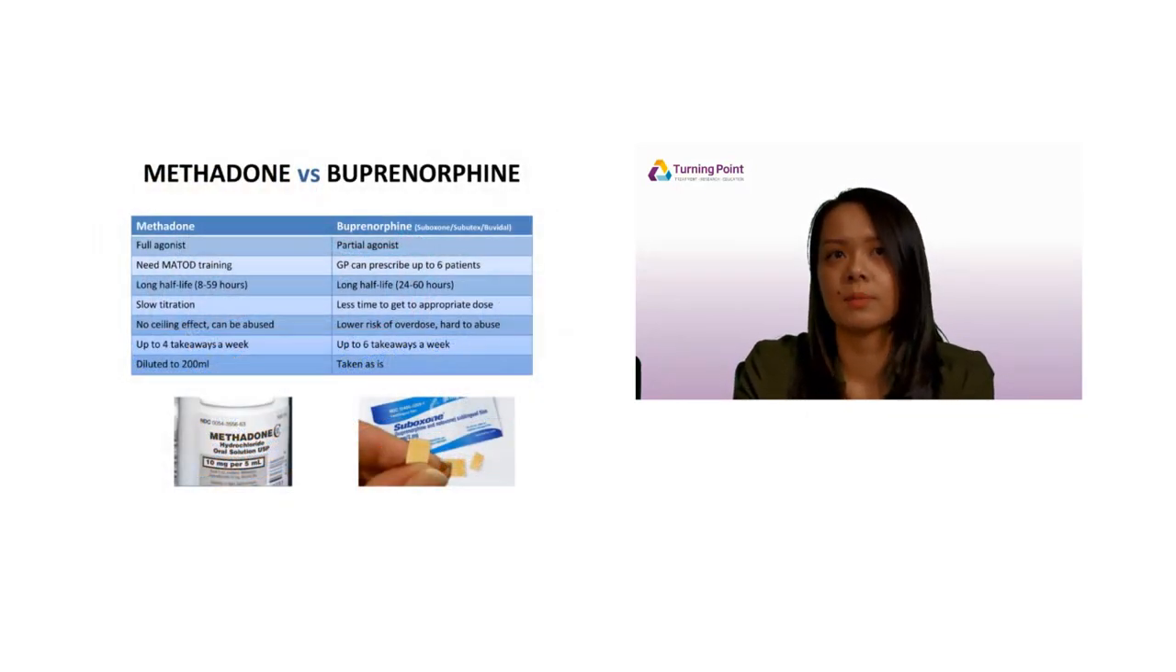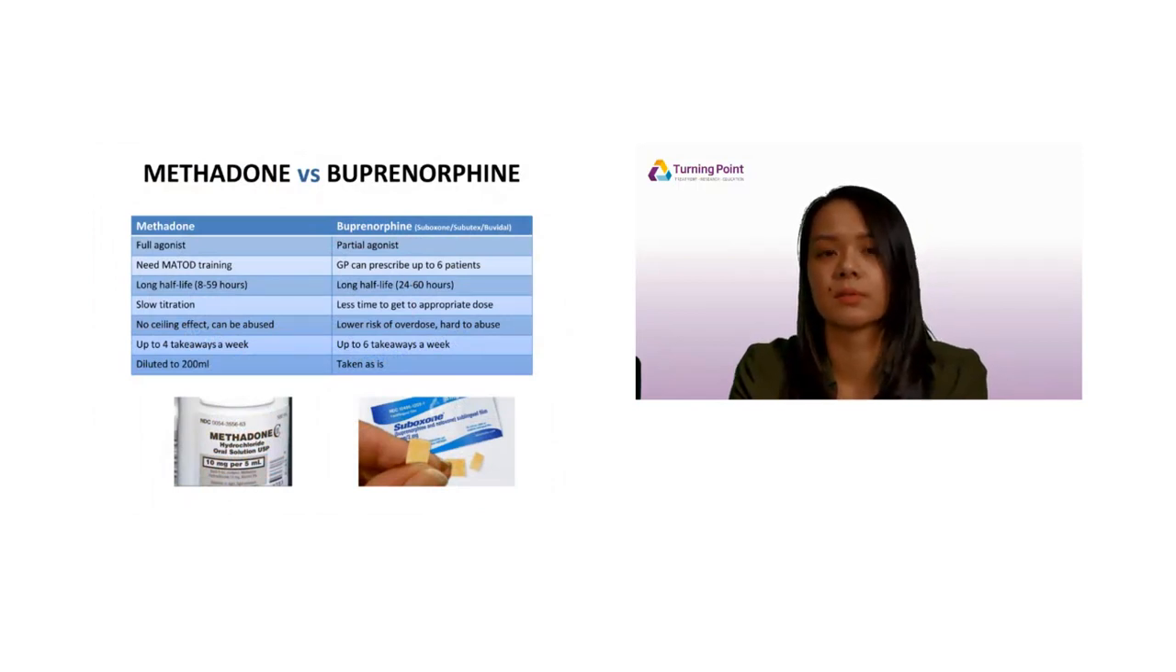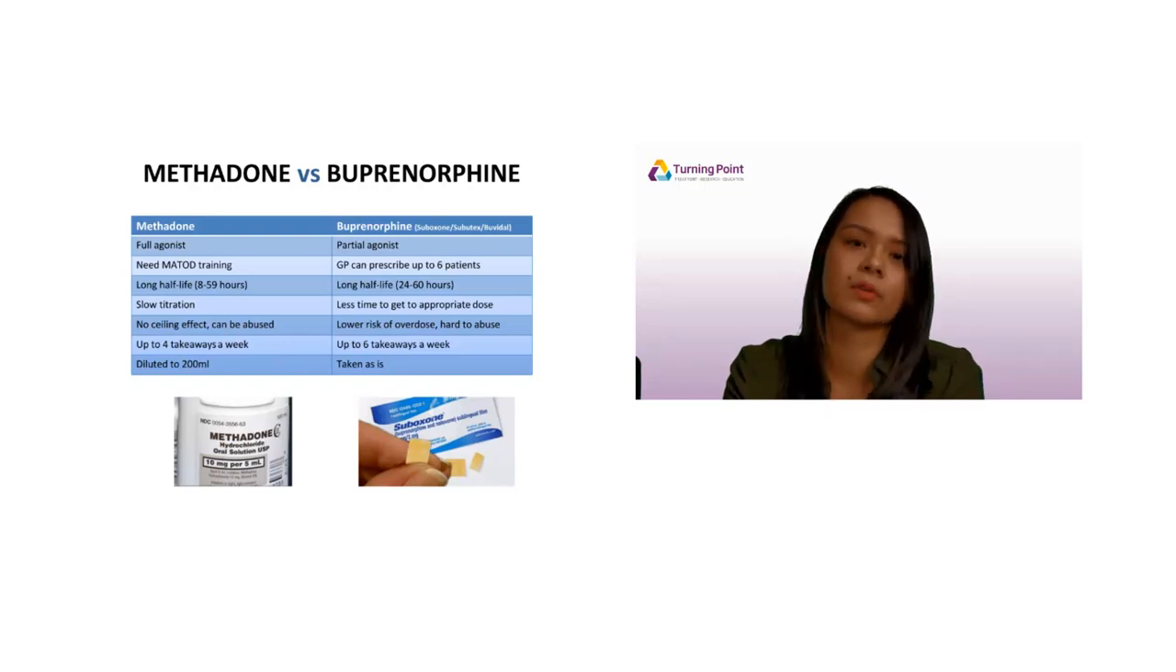Doing a side-by-side comparison of methadone and buprenorphine, which have been the main treatments. So first looking at methadone, just a brief overview of how it works. Methadone's a full agonist at the opioid mu receptor. For people to prescribe methadone, they have to do MATOD training, which is medically assisted treatment of dependence training in Victoria. That's a day training course run through the College of GPs.